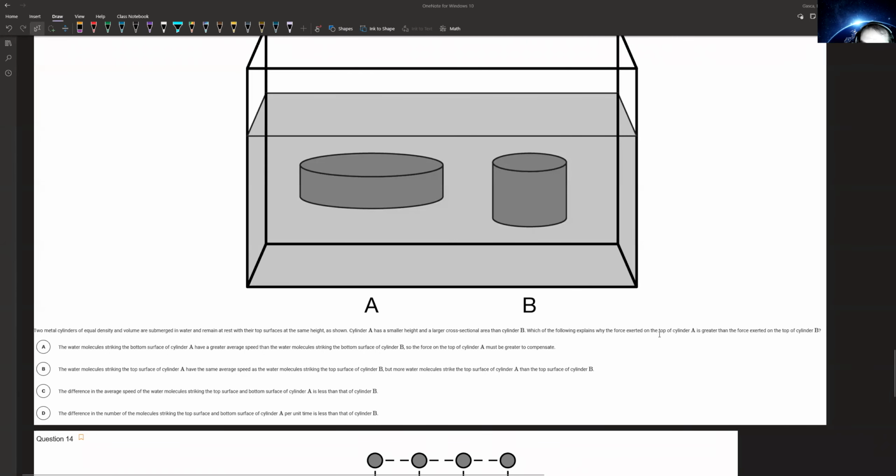Why the force exerted on the top of cylinder A is greater than the force exerted on the top of cylinder B. So let's see here what we are thinking. Oh man, not now. We need a restart. Let's relaunch the polling. Okay, so the top surfaces are at the same height. Okay.